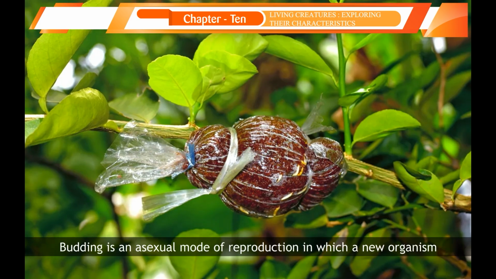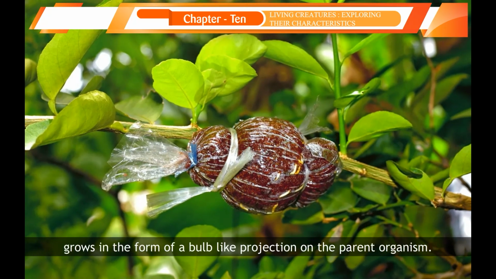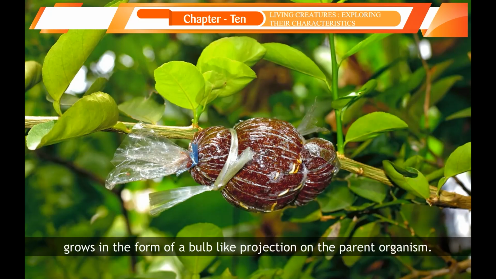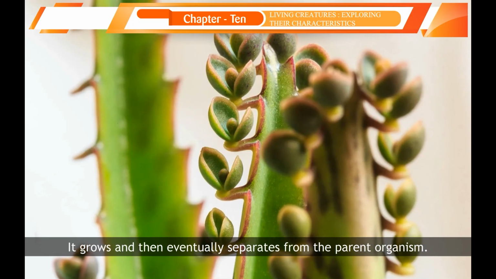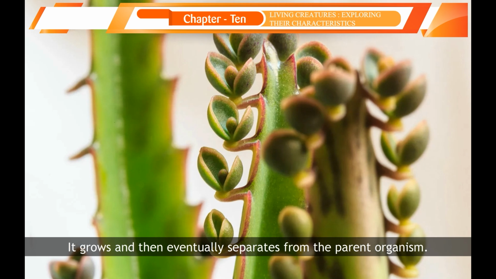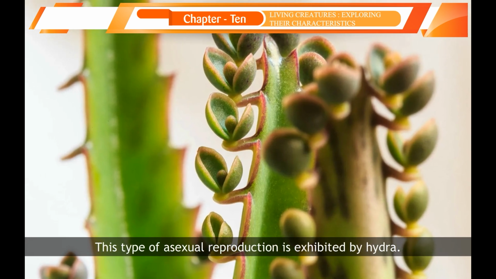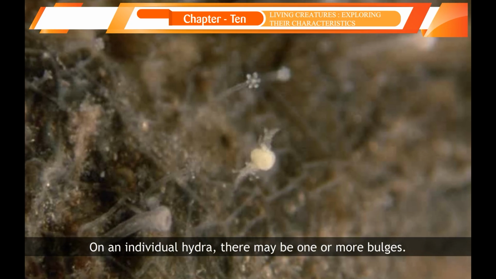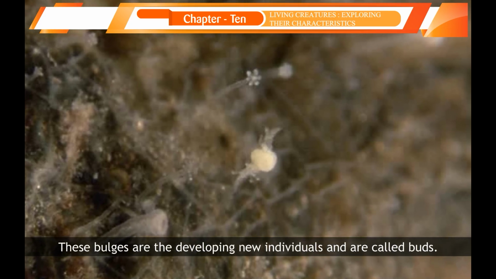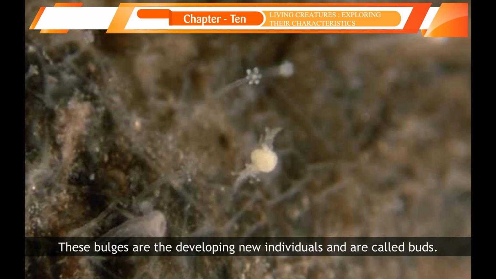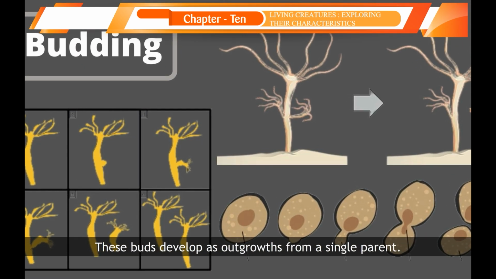Budding. Budding is an asexual mode of reproduction in which a new organism grows in the form of a bulb-like projection on the parent organism. It grows and then eventually separates from the parent organism. This type of asexual reproduction is exhibited by hydra. On an individual hydra, there may be 1 or more bulges. These bulges are the developing new individuals and are called buds. These buds develop as outgrowths from a single parent.